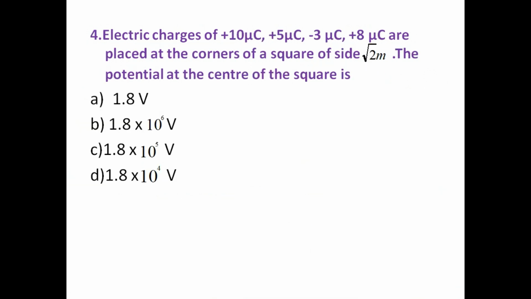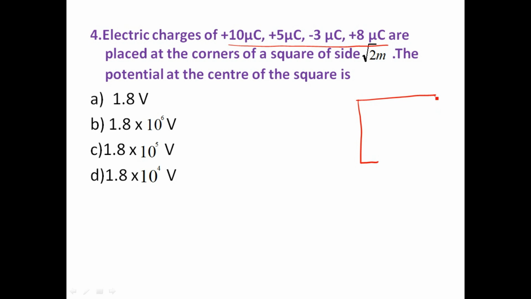Moving on to question 4. Electric charges of plus 10 microcoulomb, plus 5 microcoulomb, minus 3 microcoulomb and plus 8 microcoulomb are placed at the corners of a square of side root 2 meter. The potential at the center of the square is... this question is very easy to solve.